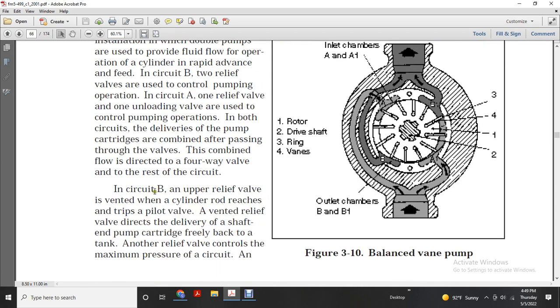In circuit B, the upper relief valve of the circuit cylinder provides relief for the trippers of the pilot valve. The vented relief directly delivers the flow of each pump cartridge freely back to the tank. Another relief valve controls the maximum pressure of the circuit.